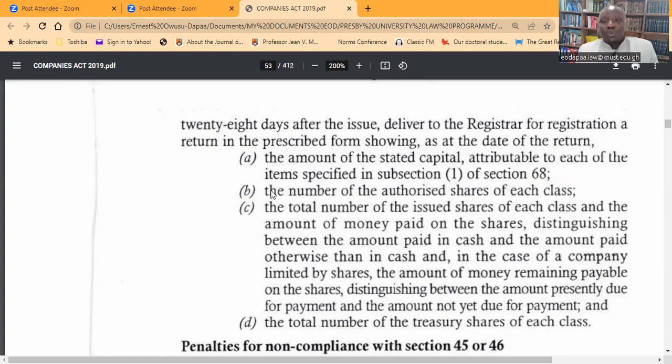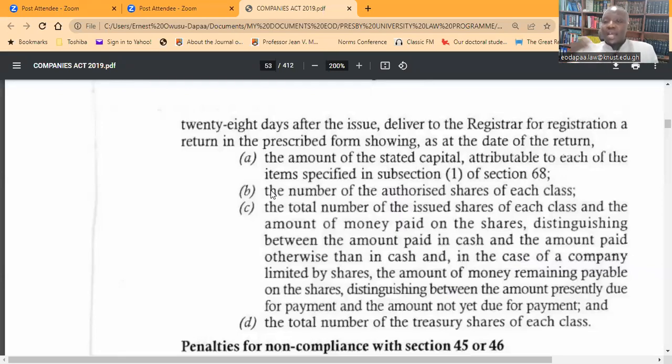Or if you want to be very simple, regardless of the seemingly complex language which is deployed in section 68, trying to explain stated capital, all that stated capital comes to is that how much money have we actually raised in giving out shares of the company? And the money can be in various ways. Cash itself, which are paid immediately.